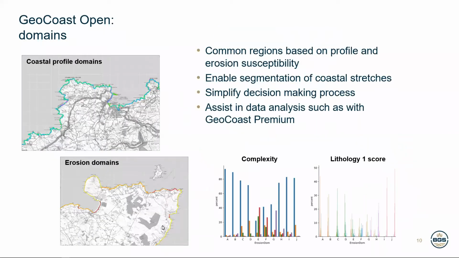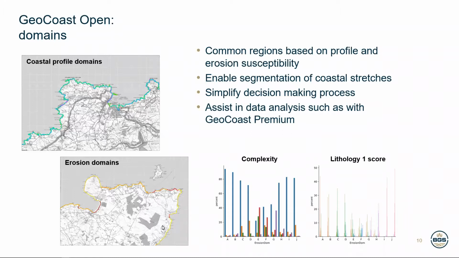So a new and significant development that we're also making available as part of the GeoCoast Open dataset are a set of geocoastal domains. So two sets of domains are going to be made available. We've got geometry-based domains and domains defined by erosion susceptibility. So what these domains do is they break stretches of the Great British coastline down into a number of more common groups, providing a benchmark for describing the coastline and its potential for coastal change, independent of administrative boundaries.